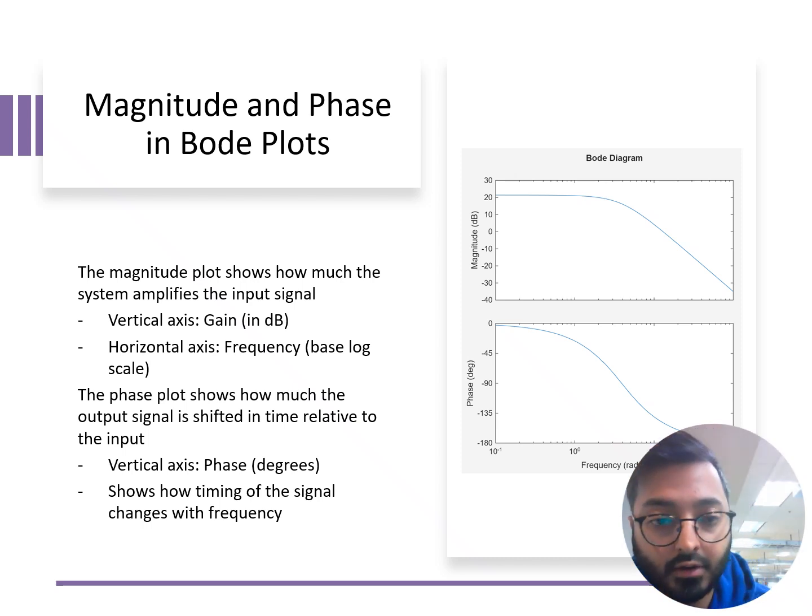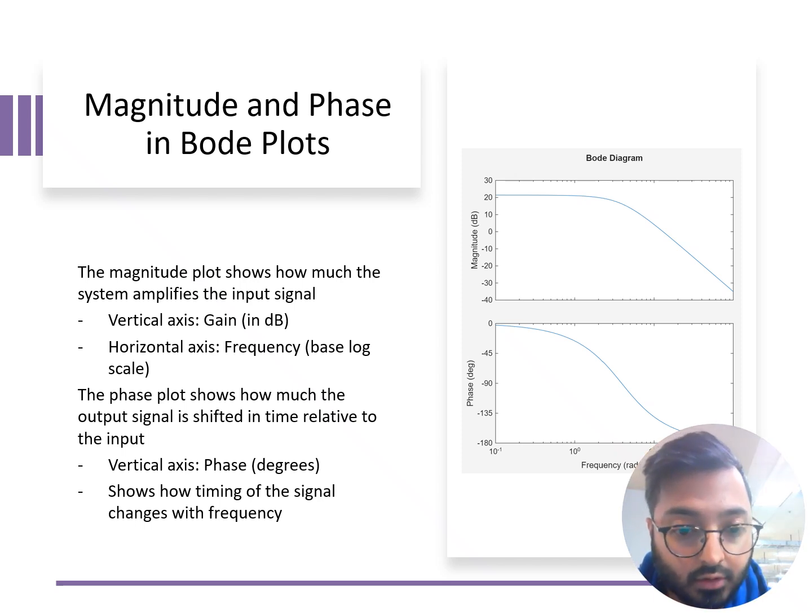Both of these follow a base-10 log scale on the x-axis, so the horizontal axis for both is measuring frequency. Basically, together, the magnitude and the phase tell us how the size and the timing of the signal change with frequency.